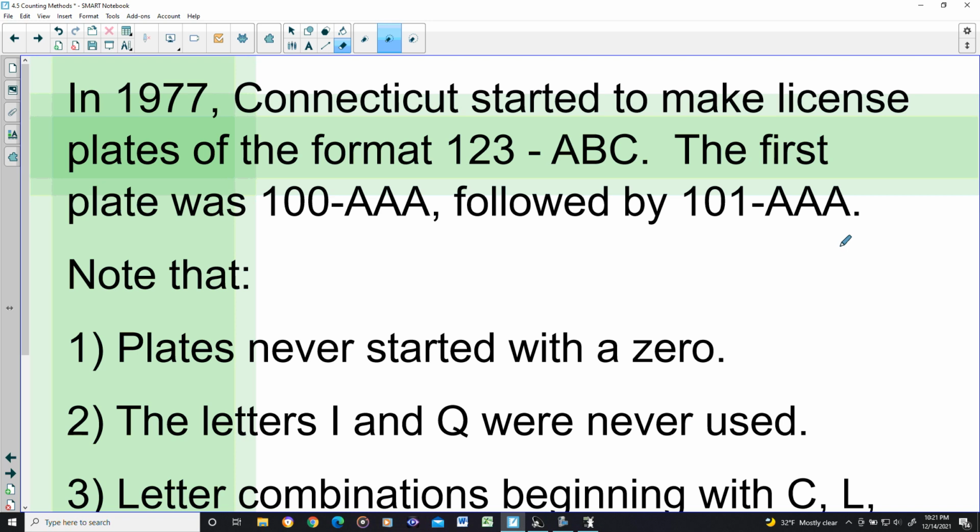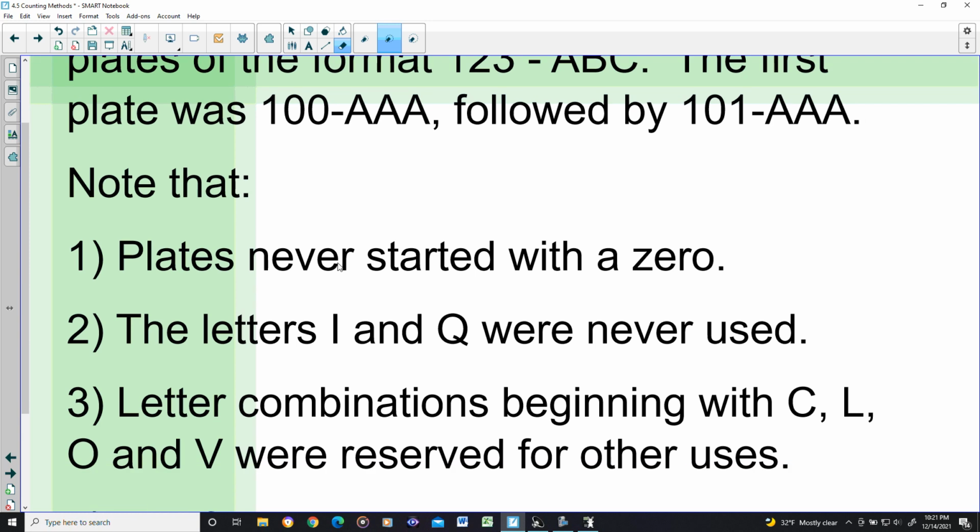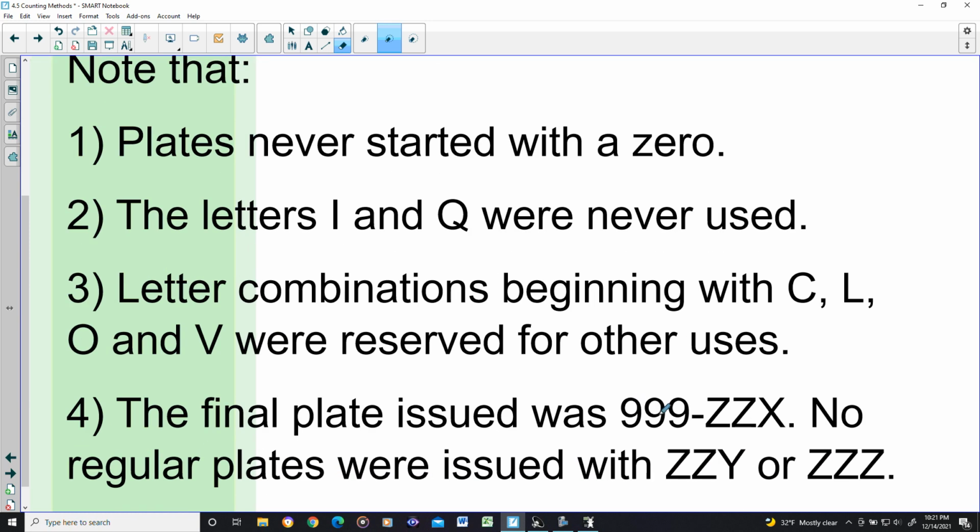That's what they did starting in 1977, and they went all the way through this. And they kept going until they reached the end of the alphabet. The last plate that they issued was 999CZX. That was the final plate of this series that they issued. And they made it all the way, and it took 35 years, which is kind of interesting. 35 years.